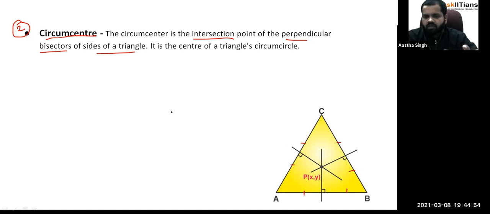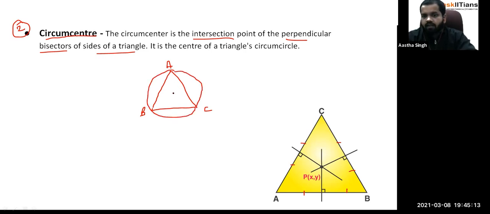Just let me tell you what circumcenter is. Given triangle ABC, a circle can pass through it. Then the radius of this circle is your circumradius. And you know that the center bisects the chord and is always perpendicular.